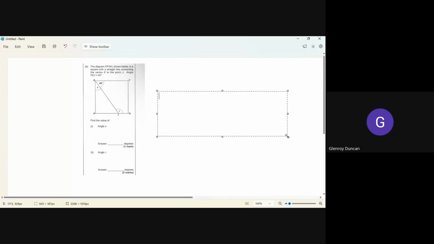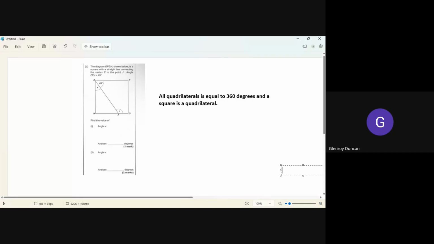Let me give you that note to take in. Don't forget, all quadrilaterals are equal to 360 degrees. That's a four-sided shape. Yes, sir, is a square also a quadrilateral? Excellent. All quadrilaterals equal 360 degrees, and the square is a quadrilateral. Don't forget that. Let's go step by step. All right, so you can continue.